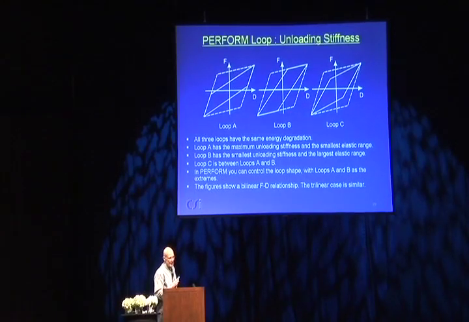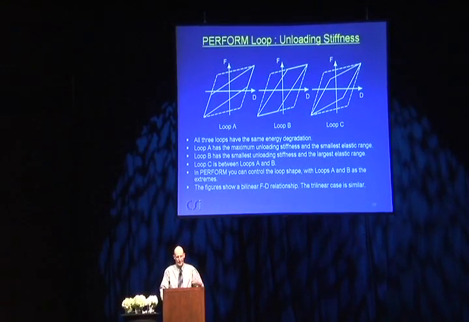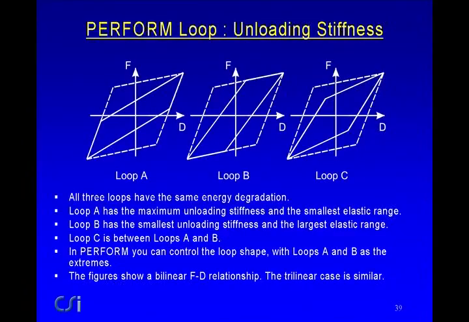And if you have an idea of what the shape of the curve is, there is a factor in there that you can specify which enables you to control whether it's loop A or loop B, which are the 2 extremes, or somewhere in between. There's a factor you can specify to do that. It's the second thing that you can do to control the shape of the hysteresis loop.